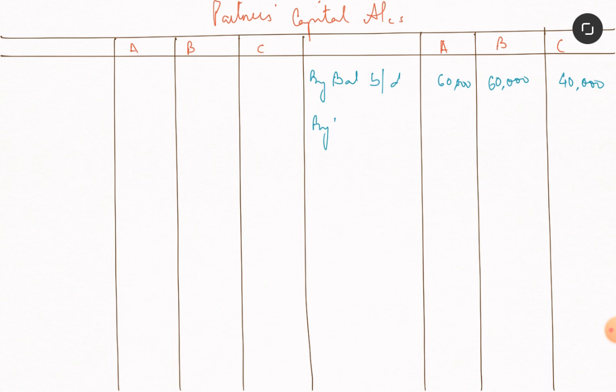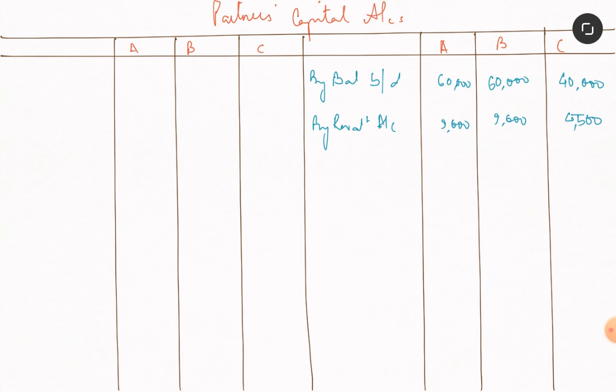So let us also record your revaluation account, the amount you're getting on revaluation. So let's write it as by revaluation account. By revaluation account, it was rupees 9,000 respectively for A and B, and rupees 4,500 for partner C. Alright, so we've recorded opening balance, we've recorded your revaluation account.